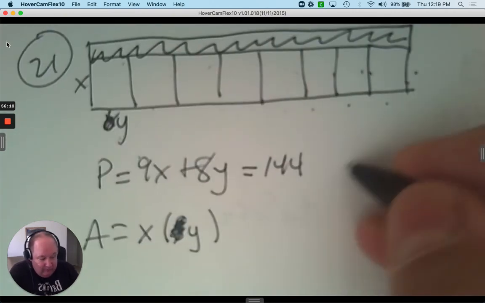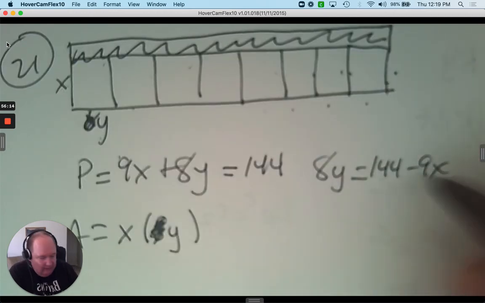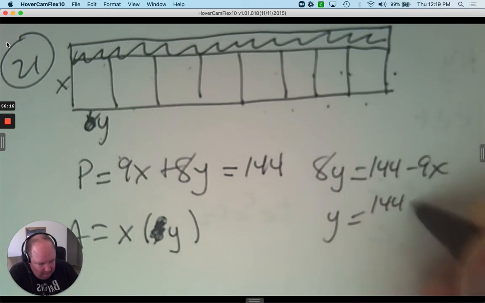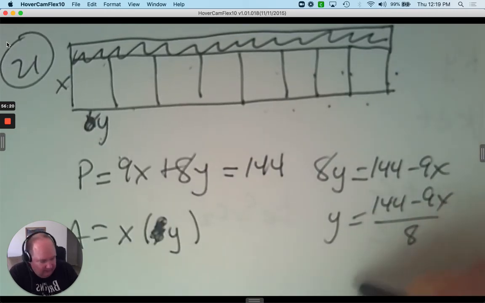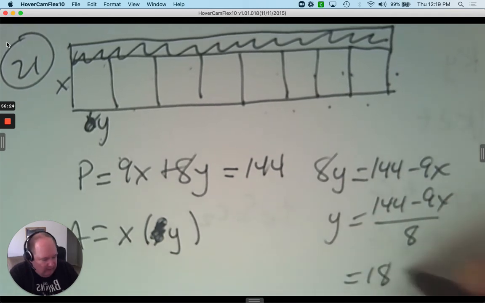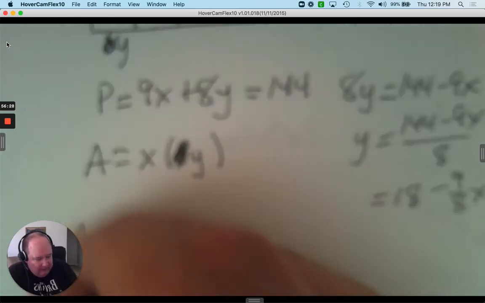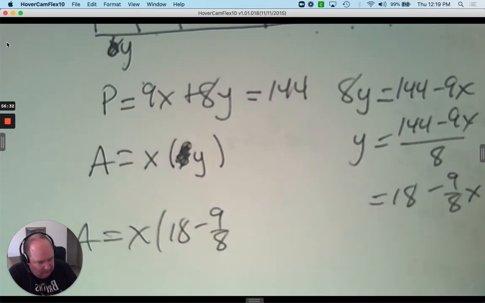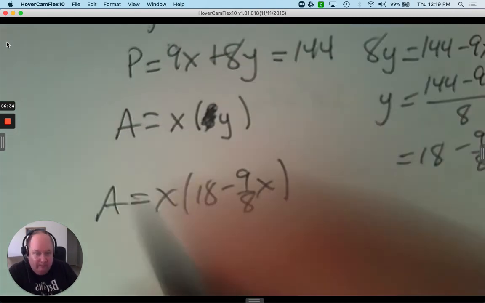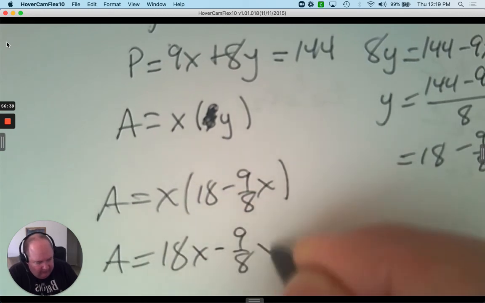Use the perimeter, get y by itself. So subtract 9x and divide by 8. 8 goes into 144 evenly. That number is 18. And then you have 9 over 8 x, so you can simplify that a little bit. Come back here. Instead of y, put in 18 minus 9 over 8 x. And then we're going to multiply it. So that's 18x minus 9 over 8 x squared.